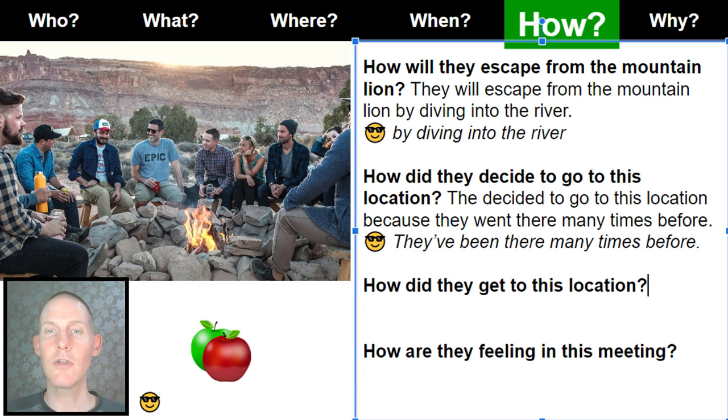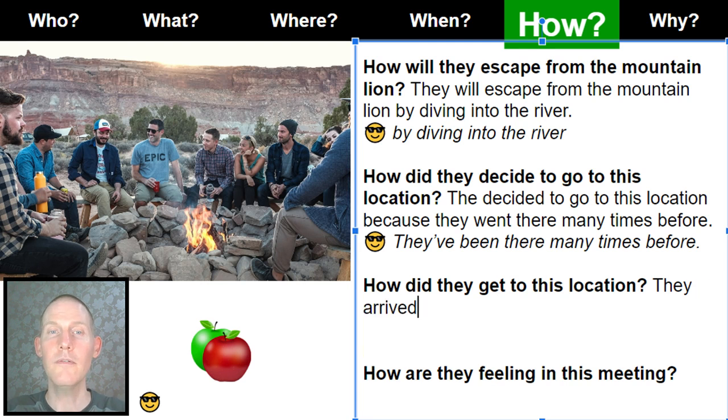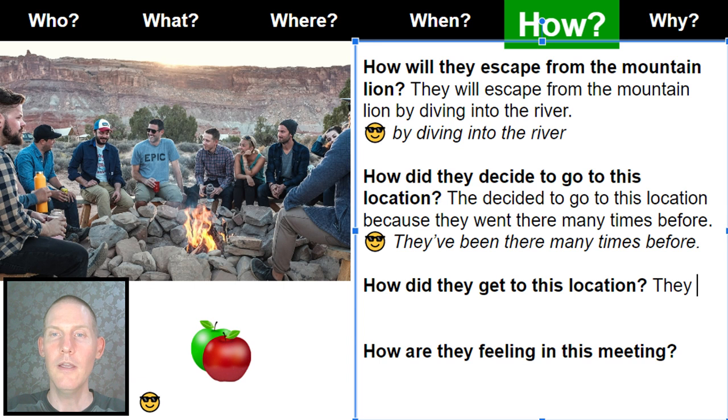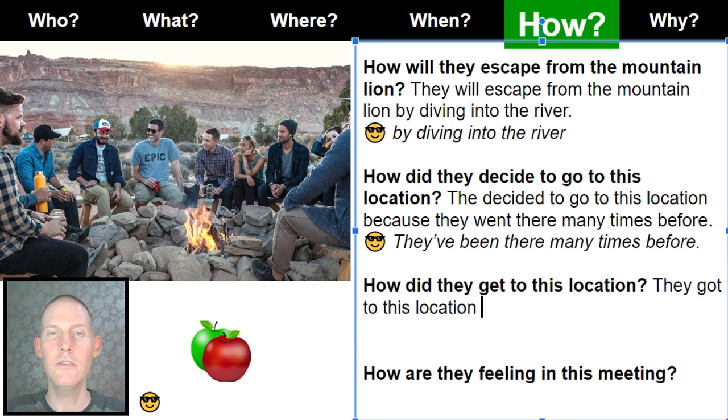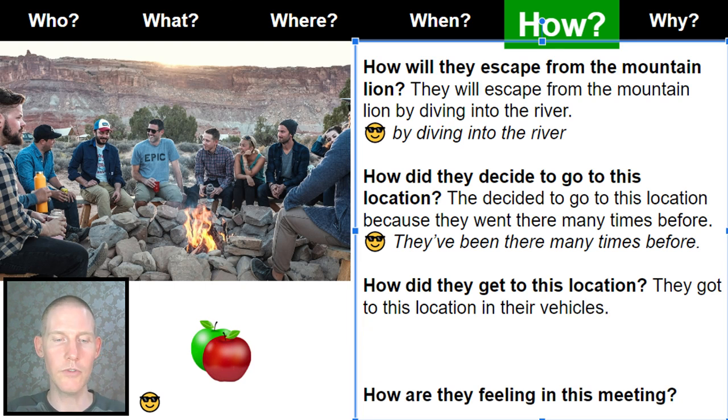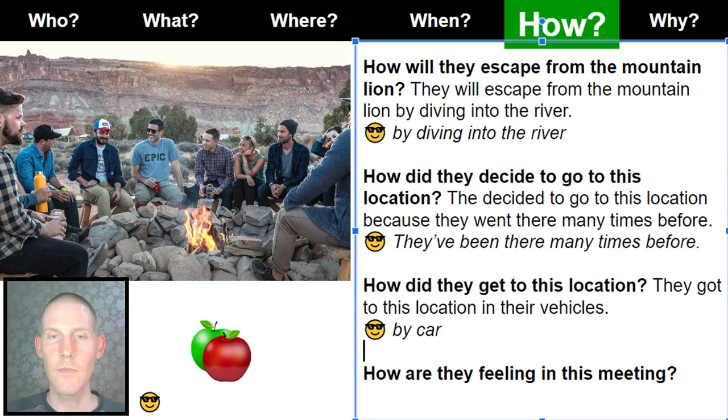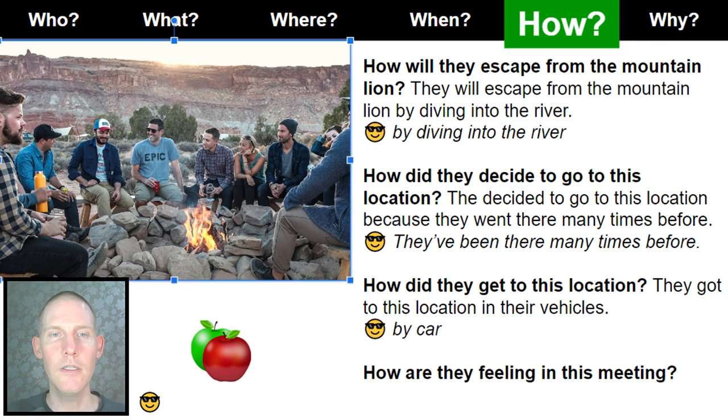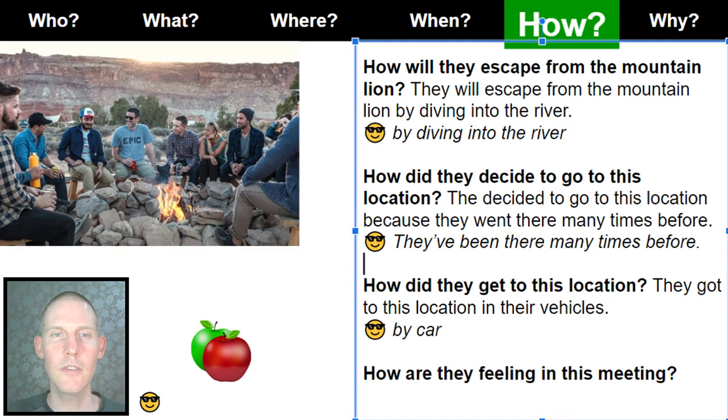How did they get to this location? So now we're more talking about their means of travel. How did they do it? We could say arrived, or we could say they got. We'll put got. They got to this location in their vehicles, right? Their cars, their trucks, their motorcycles, whatever. And short answer, we could say, how did they get to this location? We could say by car, or by truck, or by vehicle, or whatever. All right? How are they feeling in this meeting? See, I'm going to make more space so it's clear.